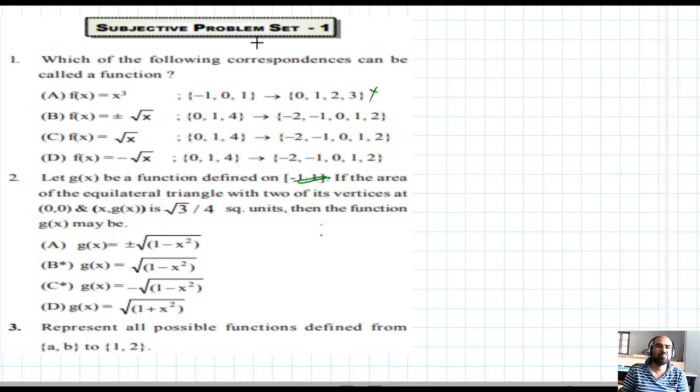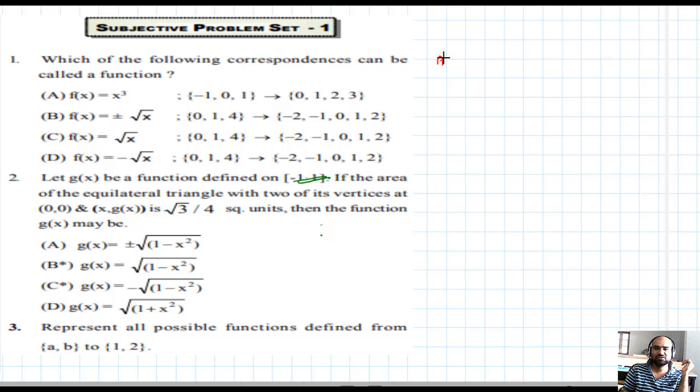This is problem set 1. Some problems are given. Which of the following correspondences can be called functions? Some correspondences, some relations are given. We want to check whether those relations are functional relations or not. I will explain one by one, students.